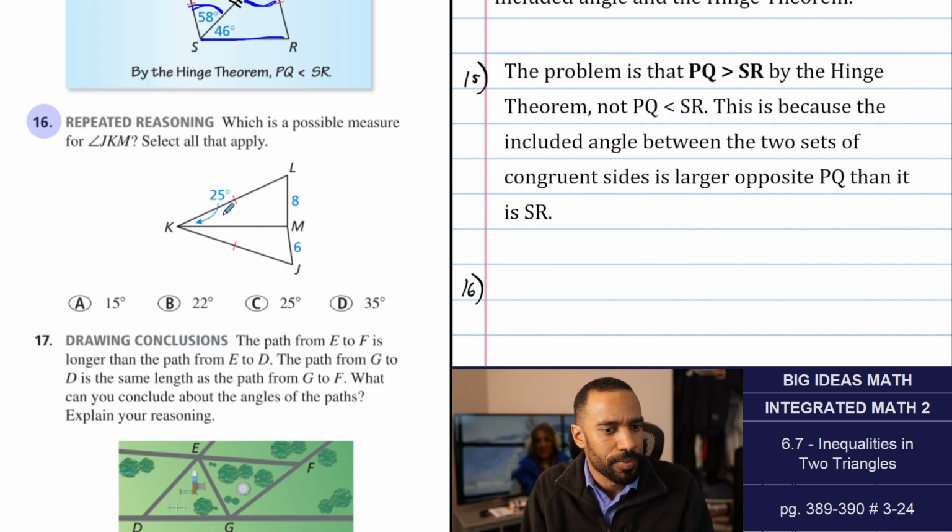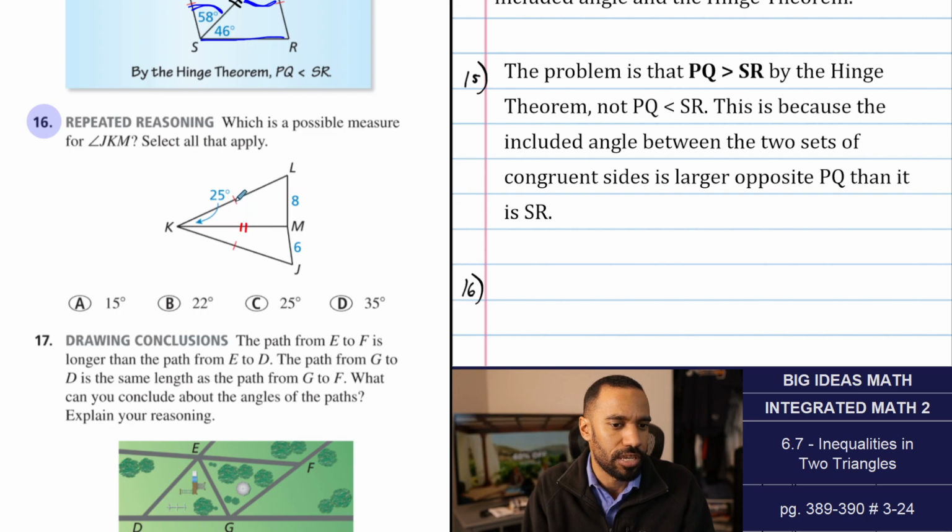JKM is right here. Now they show a 25-degree angle measure here, with this being 8. And again, there's a reflexive property shared side thing right here of congruency. So these two are congruent. These are two sets of congruent sides when we're looking at the included angles. 8 gives us 25 degrees here. 6 is going to give us a smaller angle here with everything else that compares the same.